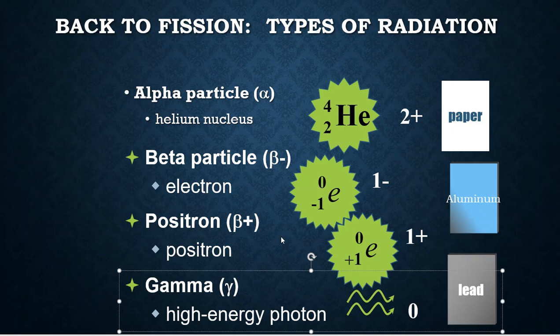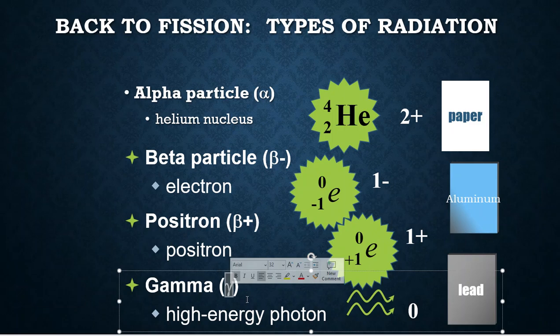If you've ever had an X-ray, which is also high energy light, gamma radiation is even higher energy than X-rays. But if you've ever had X-rays, you always get a lead blanket to put over your private area to protect it from those high energy light waves. So gamma is the most dangerous type of radiation there is, but it does the least. It doesn't change the nucleus.